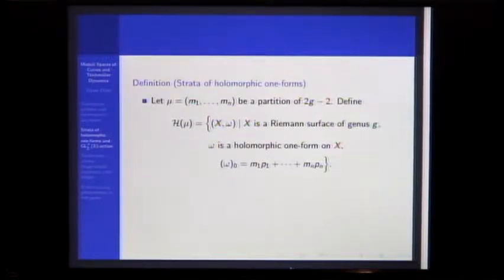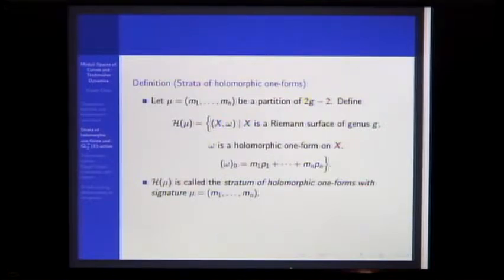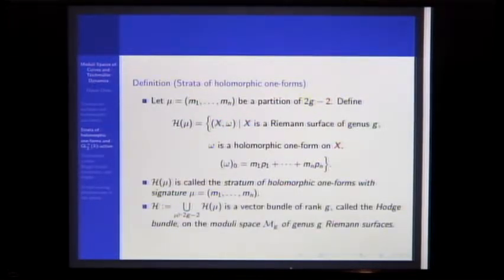So I consider the following subset, parameterizing a Riemann surface of genus g along with a one-form omega having this type of zeros, so n zeros with vanishing order fixed. So far I defined it as a set. And it is called the strata of holomorphic one-forms with signature given by this fixed partition of 2g minus 2. And if you put all of these strata, taking arbitrary partitions, together, that forms a very familiar object to you, the so-called Hodge bundle of all holomorphic one-forms over all possible genus g Riemann surfaces, standing over the moduli space of genus g curves, M_g.